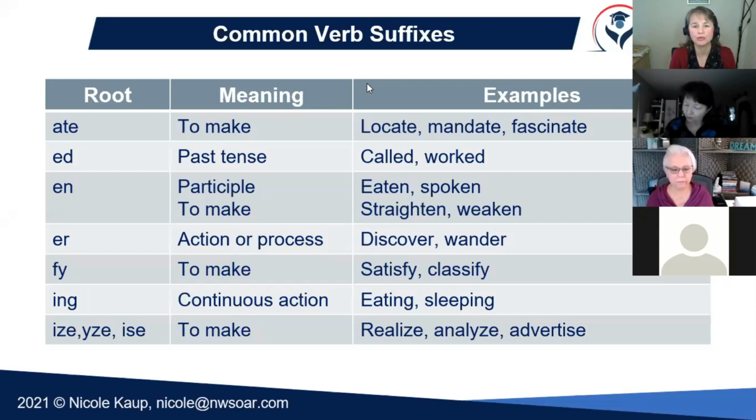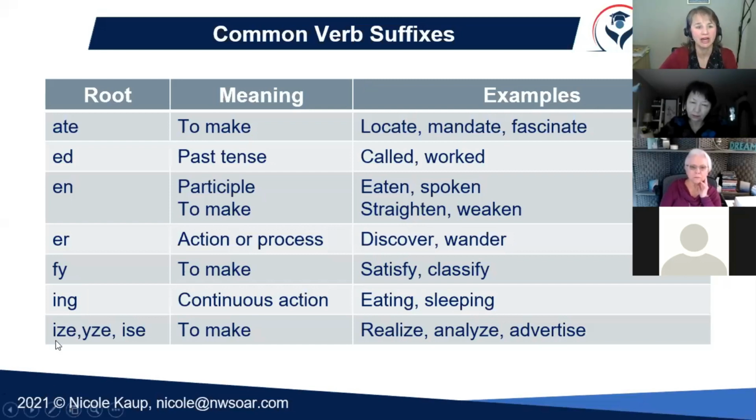ING, you're all familiar with that: eating, sleeping. But notice ING and ED can also be adjective endings, like bored and boring, excited, exciting. So ED and ING are very often verb endings, but can also be adjective endings. So sometimes with some of these suffixes, you'll have to look carefully at what it's doing in the sentence.